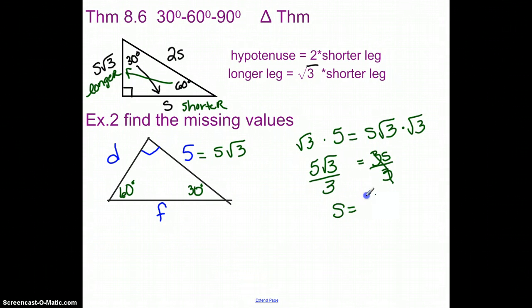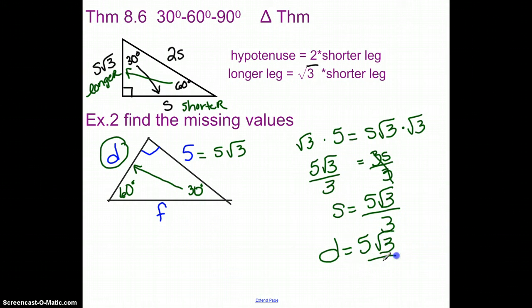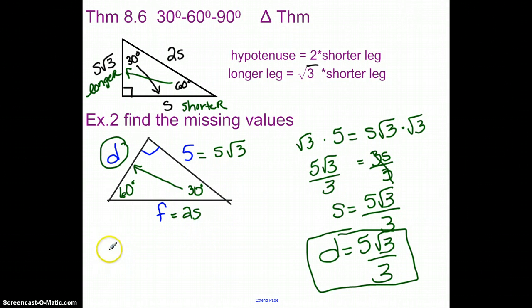So s would be 5 square root of 3 over 3. Now we said that s was the same as this side d. So really this is d equals 5 square root of 3 over 3. Now this side is going to be 2s because it's a hypotenuse. So I know that D and S are the same thing. So to find F, I would have to do 2 times 5 square root of 3 over 3.